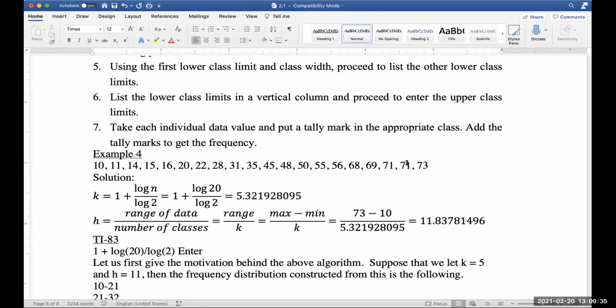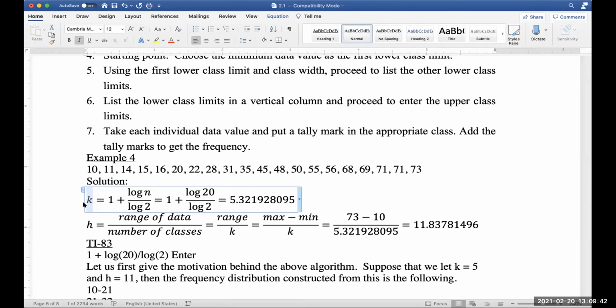Next, the number of classes is a number you count. The number of classes can never be anything except an integer. You can have 3 classes, 12 classes, 0 classes, but you can't have 5.32 classes, right? Because you're counting how many classes you have. So k can't be 5.32.